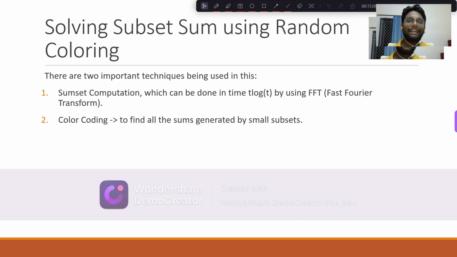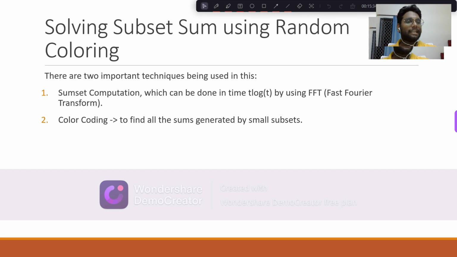Now let's look at how the random coloring algorithm actually works. The whole random coloring algorithm for subset sum is actually quite complex and requires quite a number of techniques. Some of the main ones are the subset computation, which basically uses the random coloring algorithm, and it gives us a bound of t log t, which is not linear but is in the t log t range.